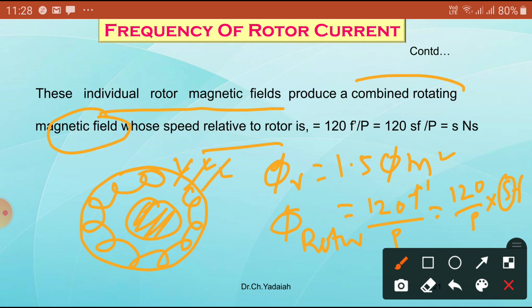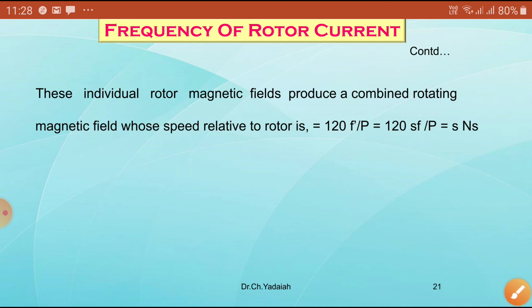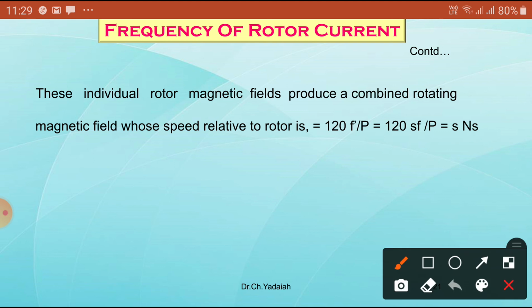Synchronous speed, 120 f by p, is equal to synchronous speed. So I can write it as N into S, so yes, S into Ns, synchronous speed. I am going to this one. Okay, so dear student, don't confuse it. What has happened here?